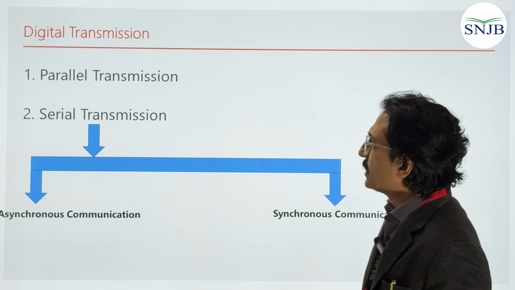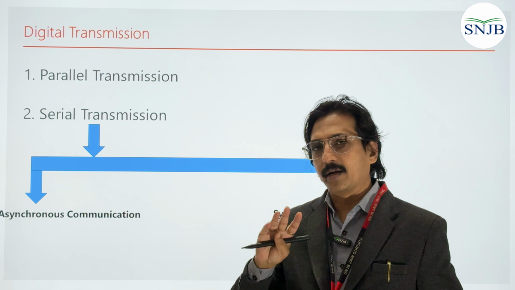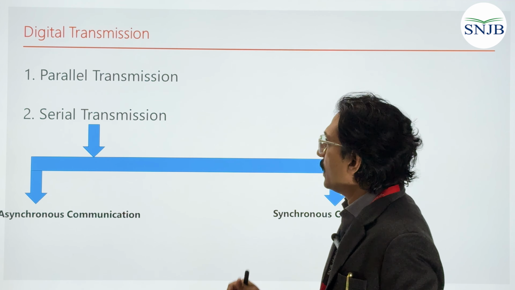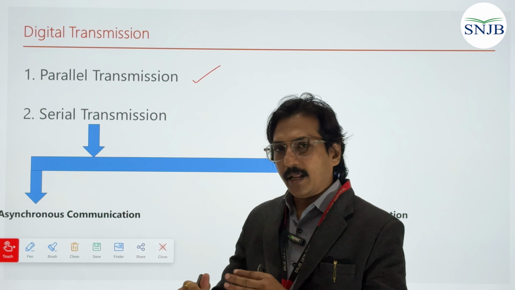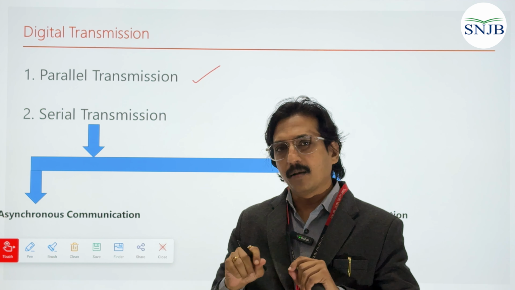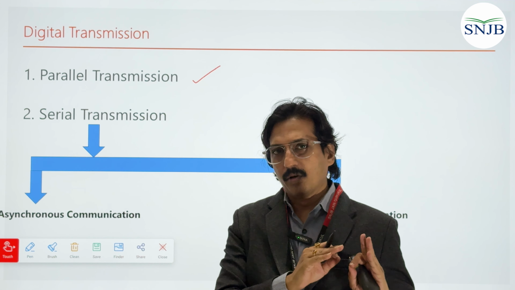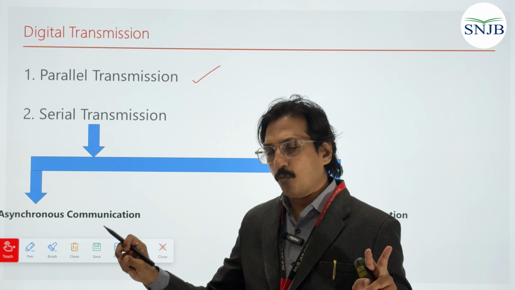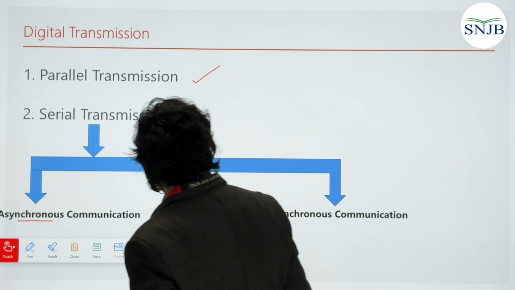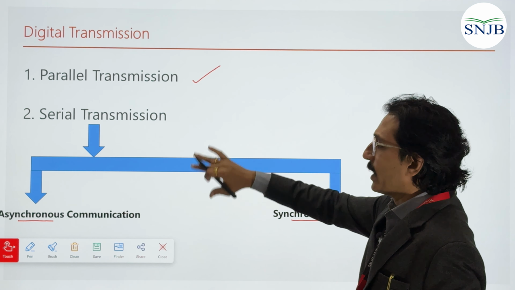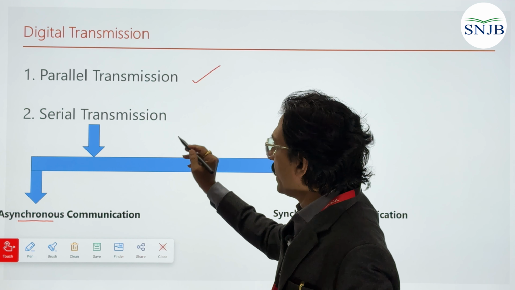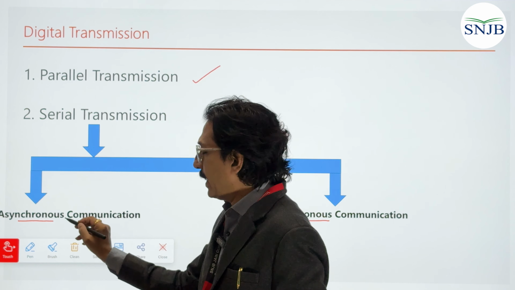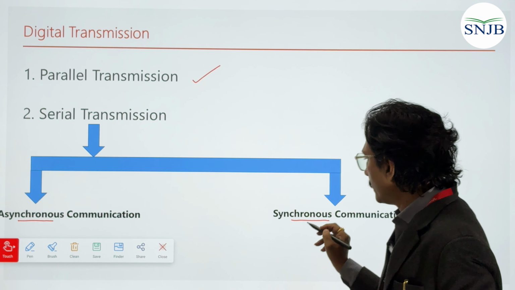As far as digital transmission is concerned, there are two fundamental types: we transmit the data either in parallel or serially. In parallel transmission, multiple lines or wires play a role in transmitting our data from one end to the other. Serial transmission is again divided into two parts: asynchronous communication and synchronous communication. So these are the two fundamental types: parallel transmission and serial transmission. In serial transmission, only one wire is responsible for propagation of our data signals. It is divided into asynchronous communication and synchronous communication.